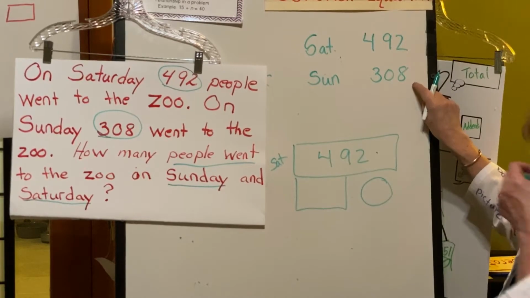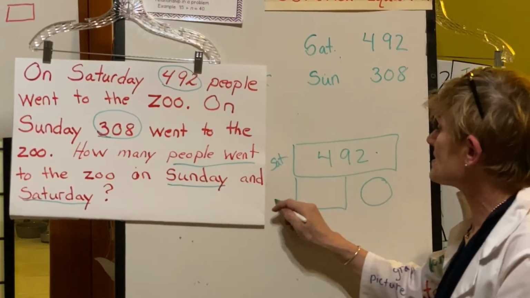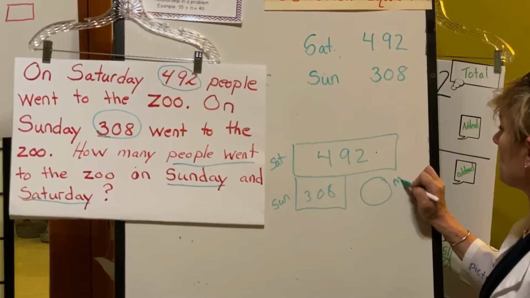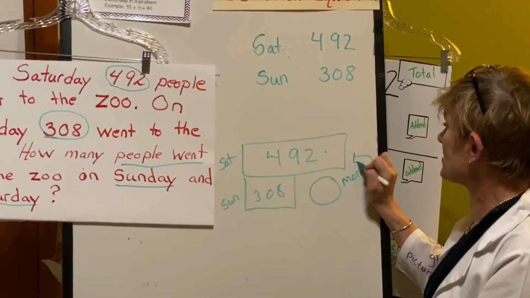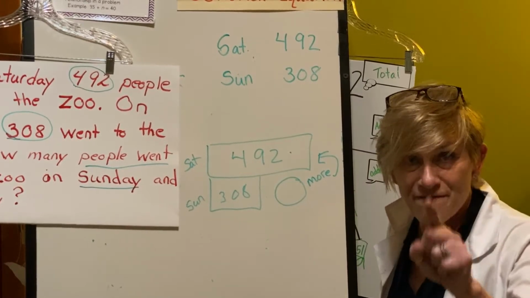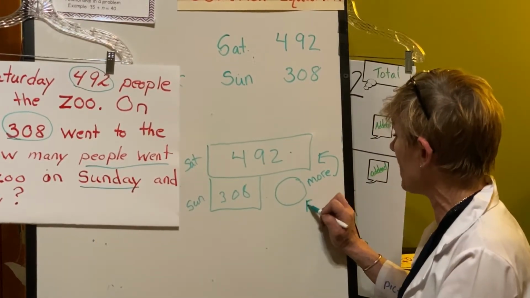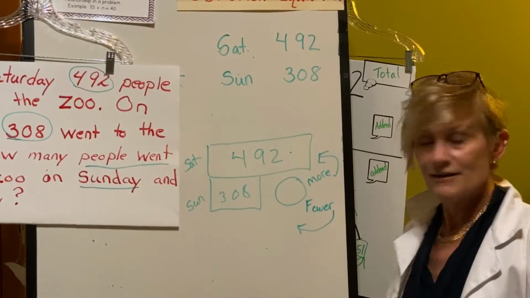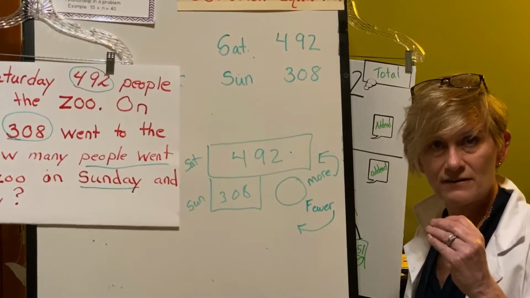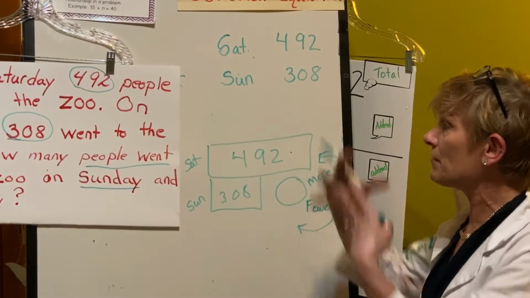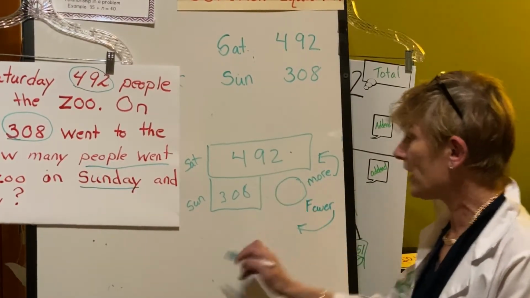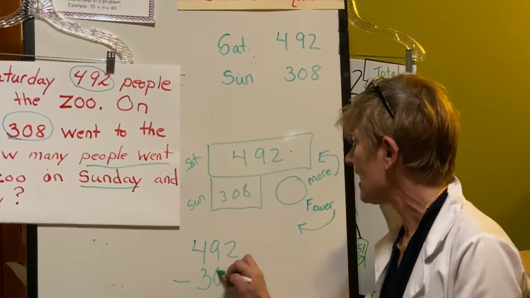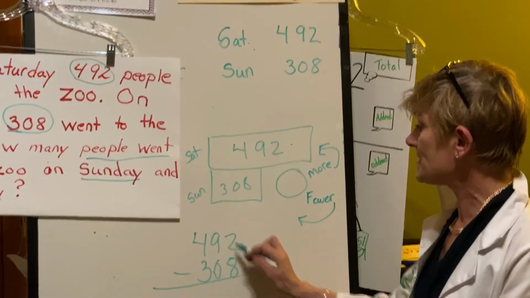And fewer went on Sunday. So on Sunday we had 308. I want to know how many more went on Saturday. When I find that out, that tells me then how many fewer went on Sunday. Remember, that is that powerful number. So right now, to find how many more went on Saturday, I would subtract, and I could find out the difference.